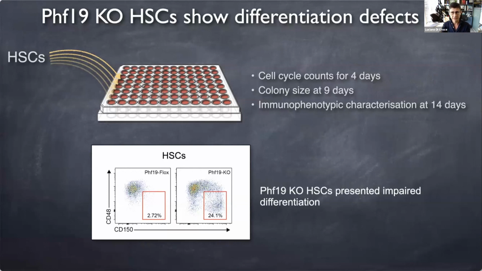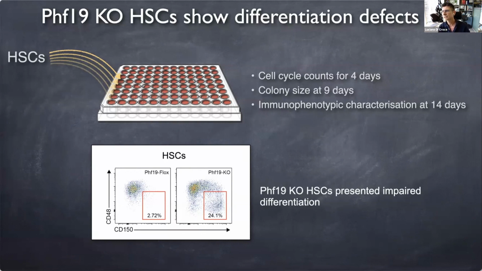Upon stress, they start to undergo differentiation, but then proliferation, but when they enter the cell cycle, they are not capable of reaching the differentiation state equally efficiently. Most of the cells remain undifferentiated and remain as hematopoietic stem cells. So definitely there is a defect in differentiation.